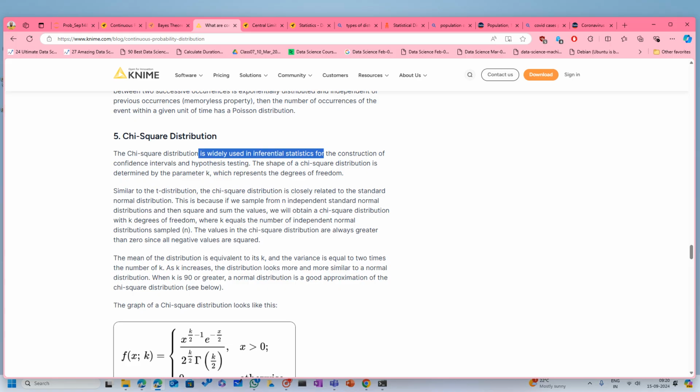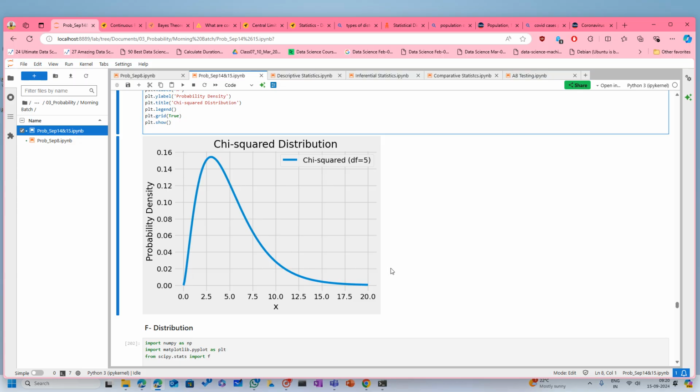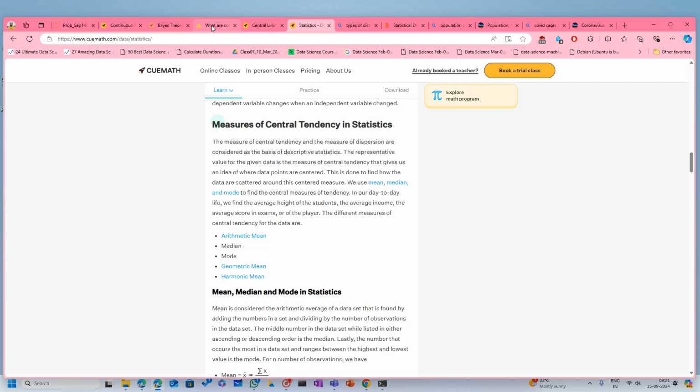Chi-square distribution is used for inferential statistics. We will see that, and to calculate confidence intervals and hypothesis testing, we will see all these topics in the statistics class. But here you just understand that chi-square distribution is closely related to standard normal distribution. The moment you see a distribution like this, it is also called a left skewed distribution. That means all your values are shifted towards left. What to do when you see this type of distribution, we will talk about in statistics class, but just understand this is called chi-squared.